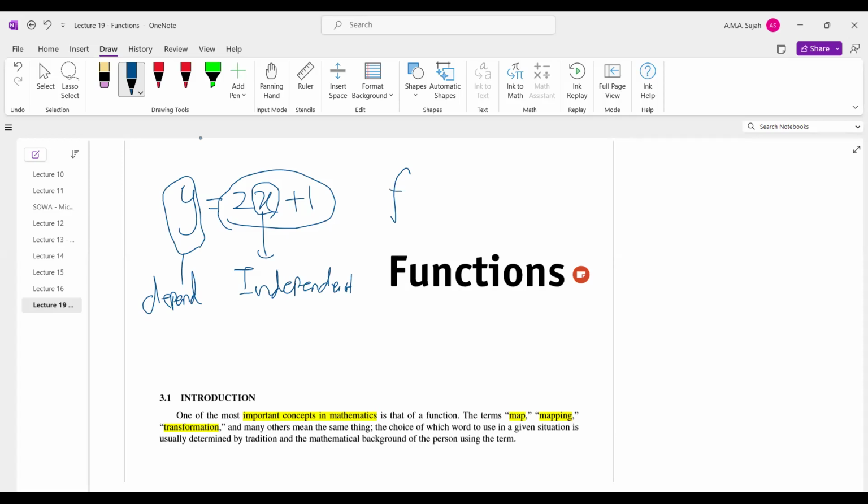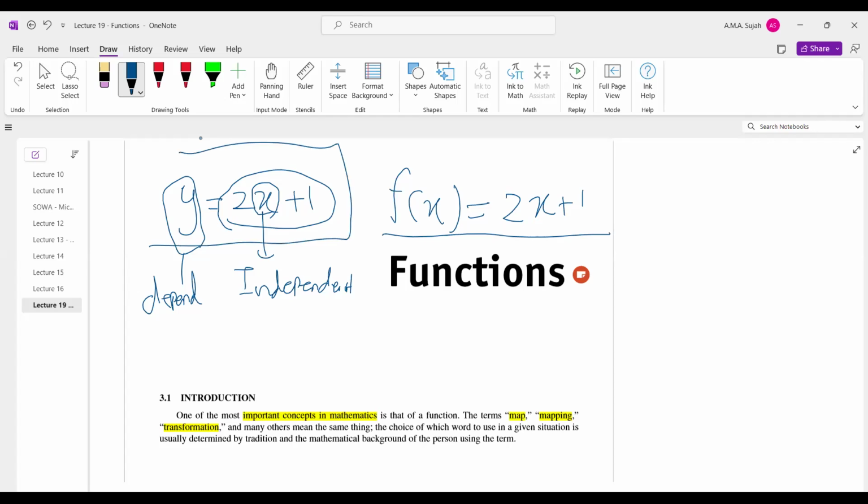So sometimes we will define a function with f of x. So this is one way we can define a function. Or sometimes we will define a function with y is equal to, right? So maybe you can define f of x is equal to 2x plus 1, right? This is also one way we can define a function. This is another way we can define a function. So normally we are using y or f of x or g of x or h of x. These terms we are using to define a function, right?